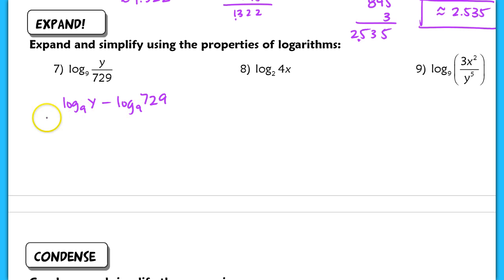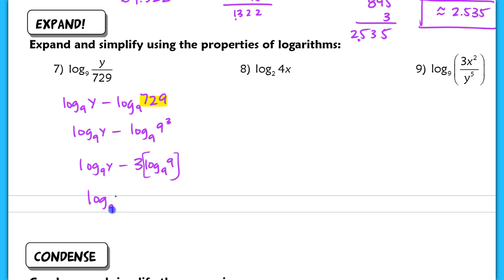Now normally we'd be finished here, but because 729 is a power of 9, I'm going to rewrite that as log base 9 of y minus log base 9 of 9 to the 3rd power. Now I'm going to bring that 3 out in front, so I have log base 9 of y minus 3 times the log base 9 of 9. Okay, now log base 9 of 9 is equal to 1, so this is log base 9 of y minus just 3. So this is us expanding and then simplifying this expression as much as we can.